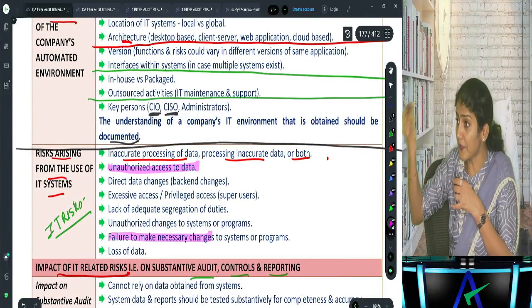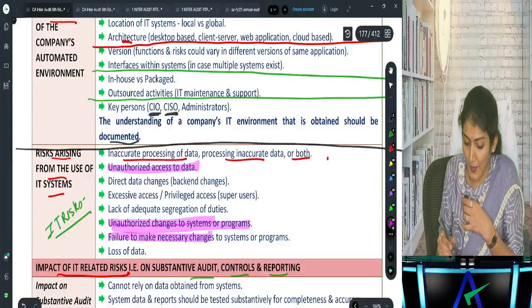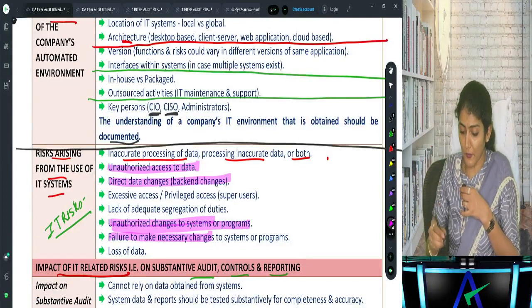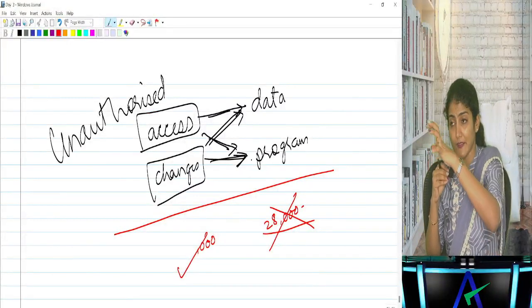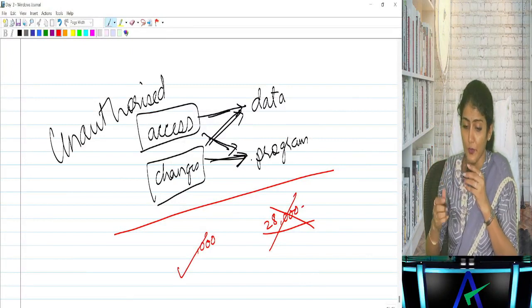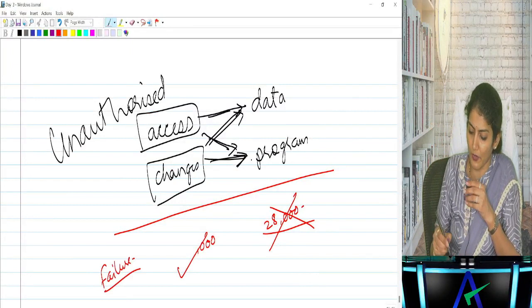So failure to make necessary changes, unauthorized changes to system or program, direct data changes. I know. So what are these? All the points I have written over there. Unauthorized access to data or computer program, unauthorized changes to data or computer program, or sometimes there is a failure to make the changes to the data or computer program.